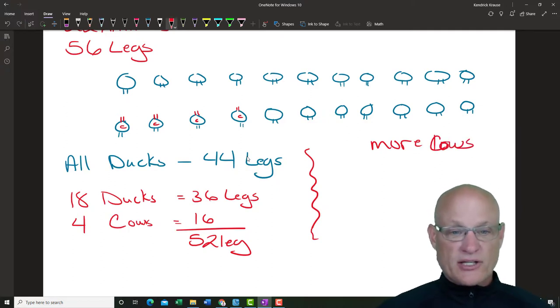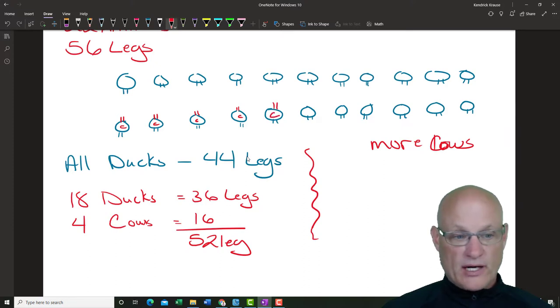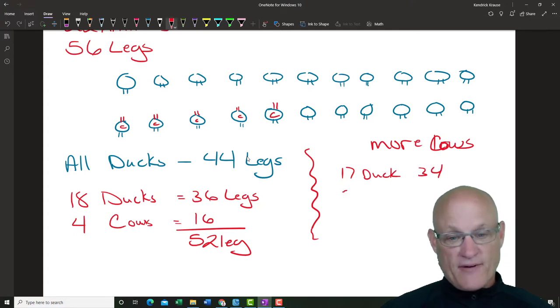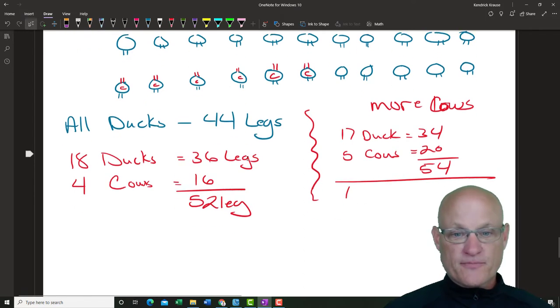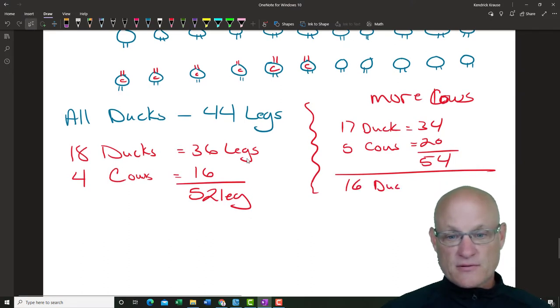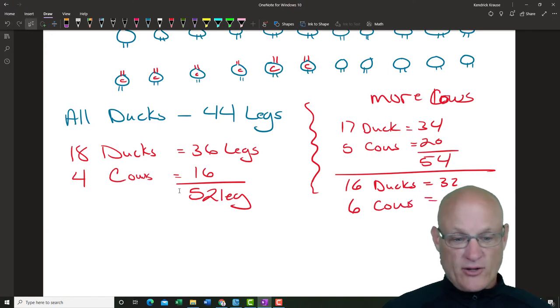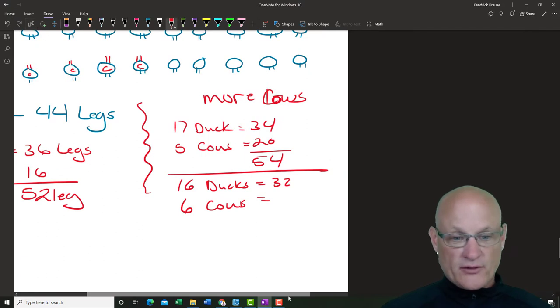Let's turn one more into a cow. So now I have 17 ducks, or 34 legs, and I have 5 cows, or 20 legs. So that would be 54. We're getting close, right? So now let's make one more cow. That's 16 ducks, which is 32 legs, and 6 cows, which is 24 legs, for a total of 56 legs.